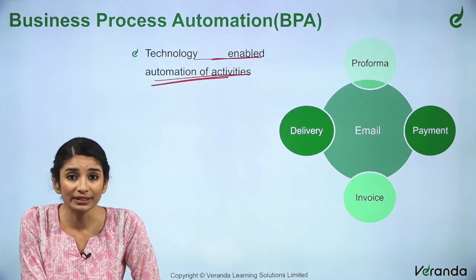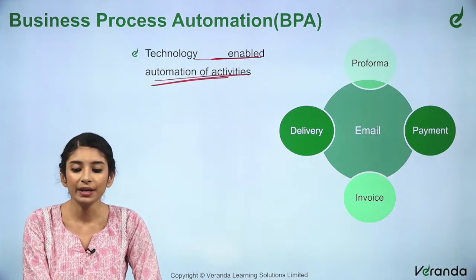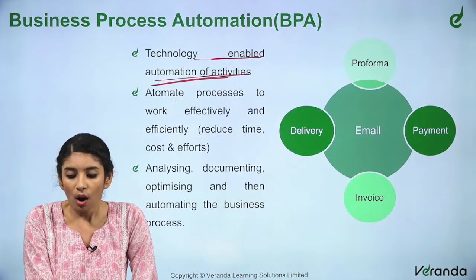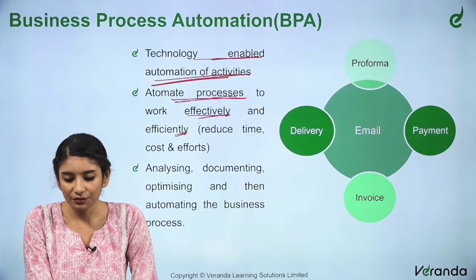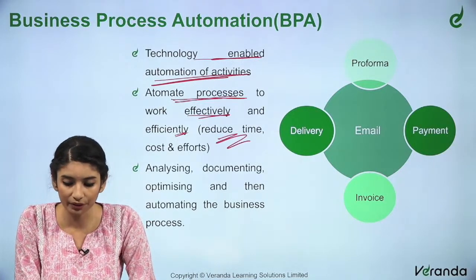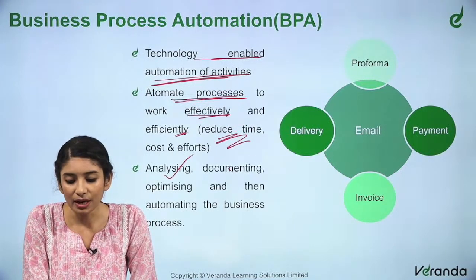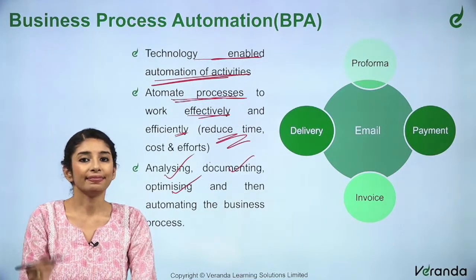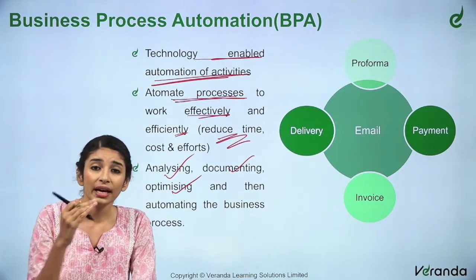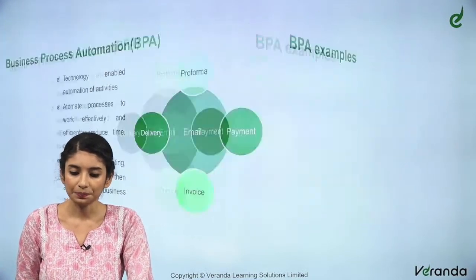Guys, I think we're on our question number 3. What is BPA? I hope you're writing that down in your book. What is BPA? Technology enabled automation of activities. Automate the processes to work effectively and efficiently, and that helps in reducing the time, efforts and cost. We've already discussed that. Business process automation means analyzing, documenting, optimizing and then automating the business functions. So first you need to know what is the process so that you're able to automate those processes.